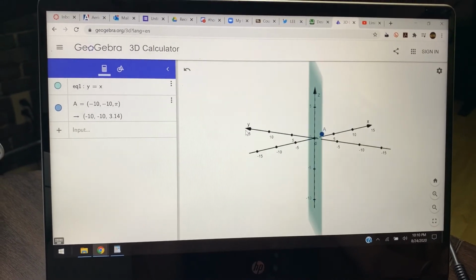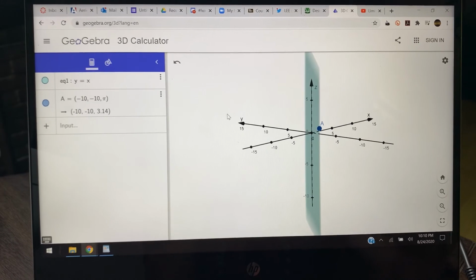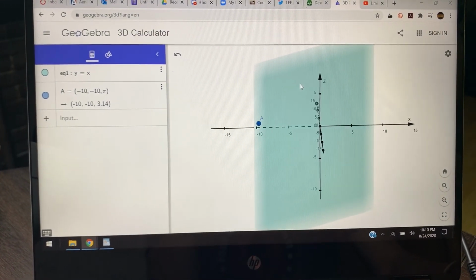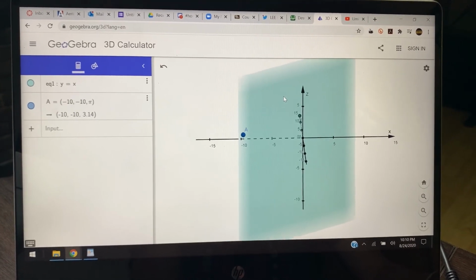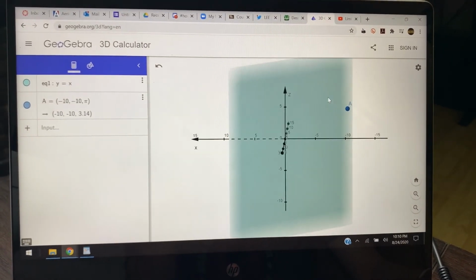So the equation y equals x in this setting is actually something that produces a plane, and that plane has the properties such that every point on the plane has the x and y coordinate identical, and the z coordinate can be anything that is real.